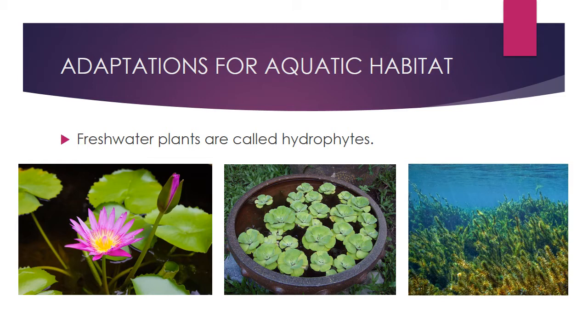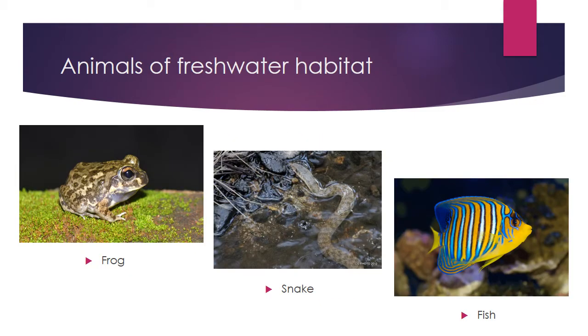The first picture is of lotus, the second picture is of pistia, which is a grass that grows in water, and then the third picture is of hydrilla, that is a submerged type of plant. Some of the animals that are found in the freshwater habitat are frog, water snake, and various fish.